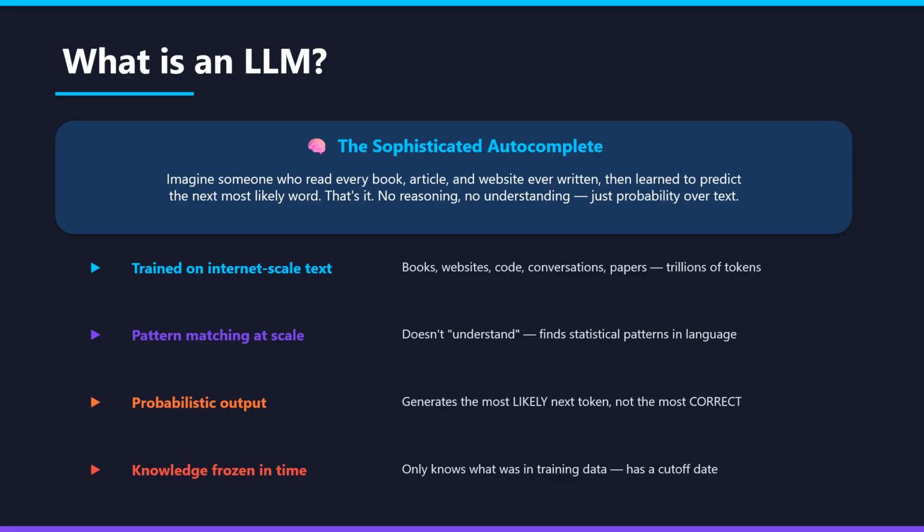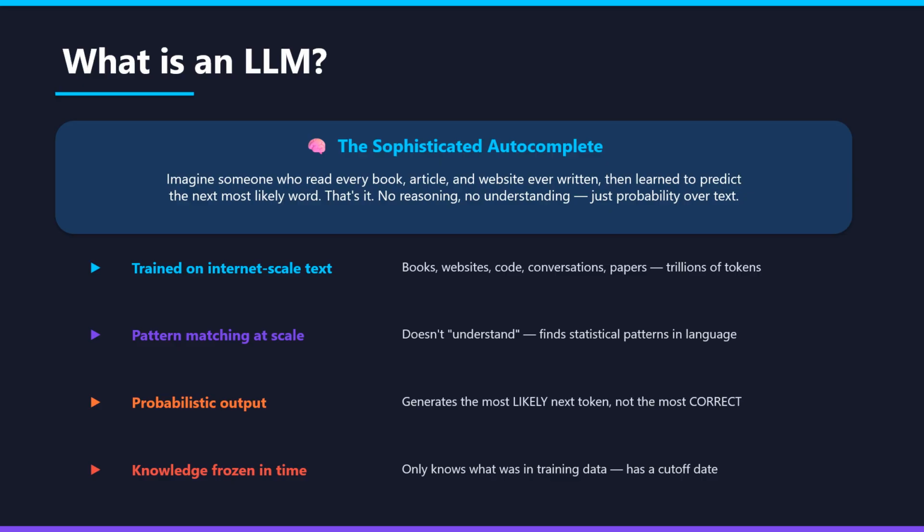Okay, so four key points on this slide. First, trained on internet-scale text: books, websites, code, conversations, papers, trillions of tokens, right? Second is pattern matching at scale. It doesn't understand, it finds statistical patterns in language. Okay, third is probabilistic output. It generates the most likely next token, not the most correct. Okay, fourth, knowledge frozen in time. It only knows what was in training data and has a cutoff date.